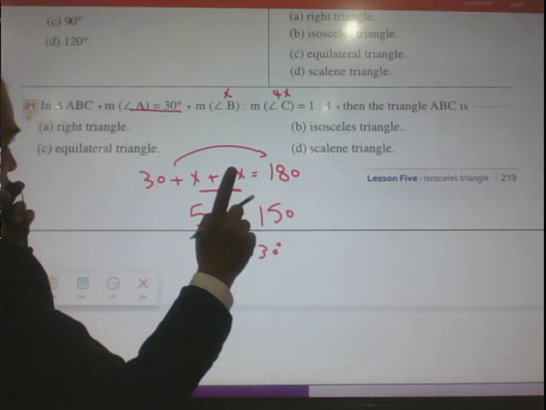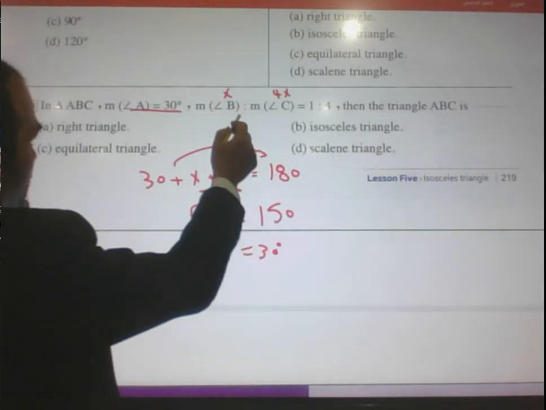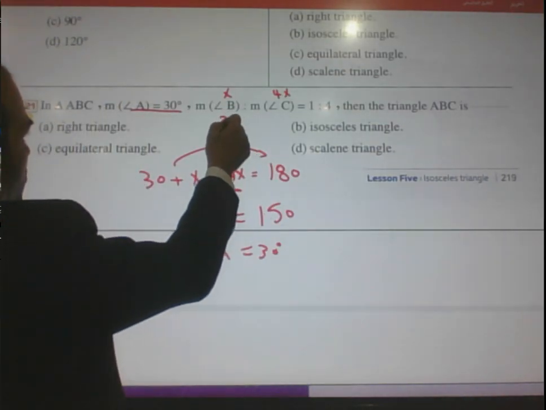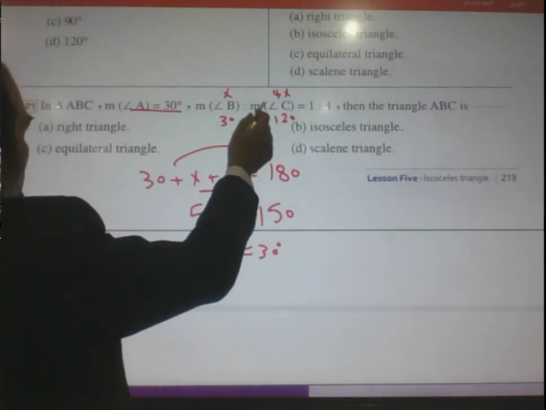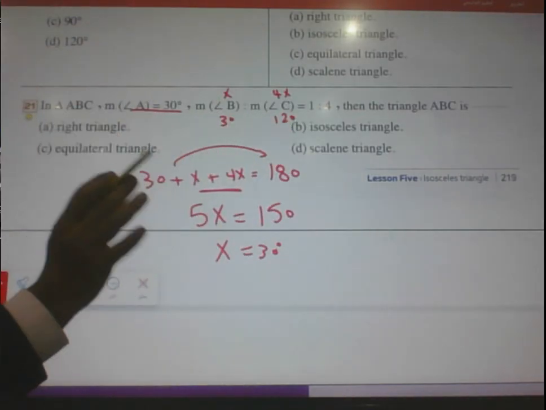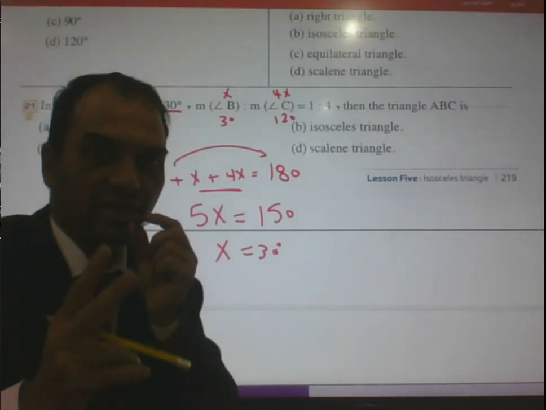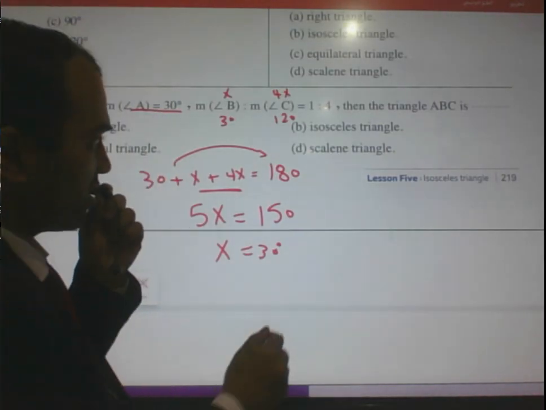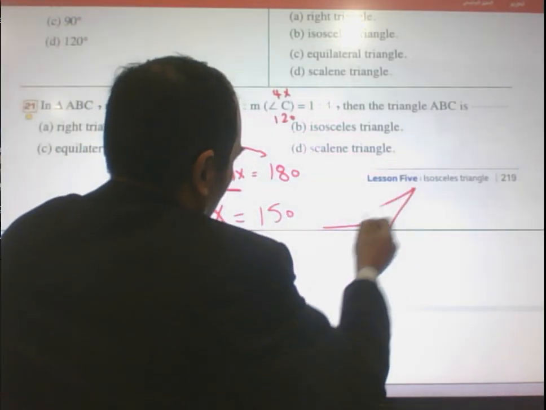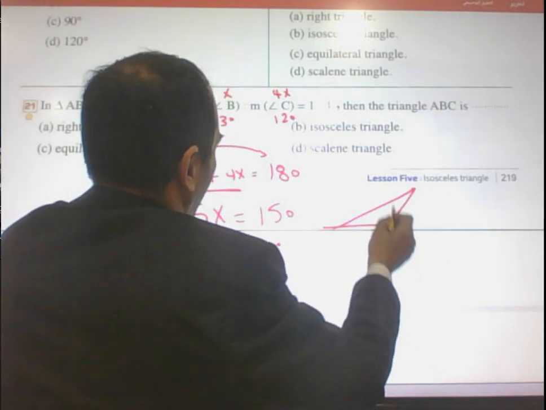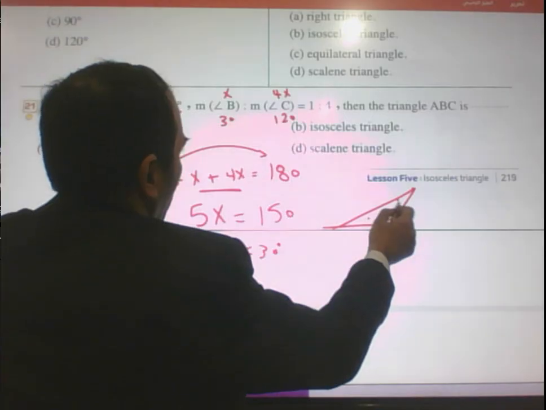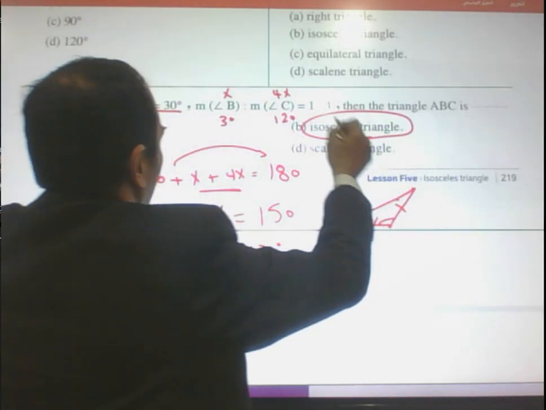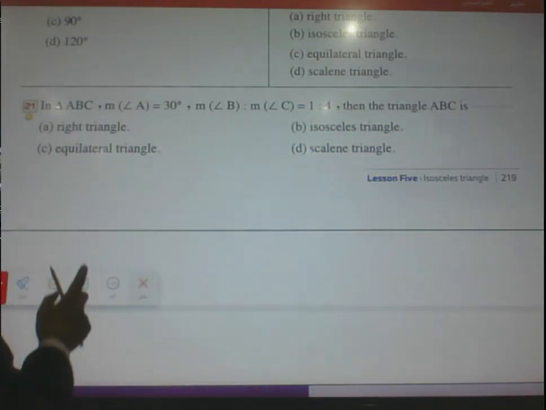He asked about the type of triangle. We can find that angle B is 30 degrees and angle C is 4 times 30, which equals 120. So we have 120, 30, and 30. We have an isosceles triangle because the measures of two angles, at the base, are equivalent. I will draw the triangle here. When the measures of two angles are equal, we call it an isosceles triangle.